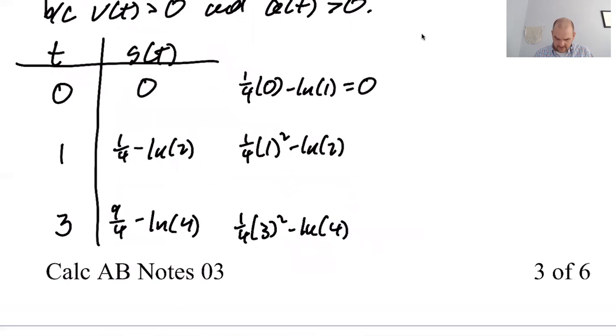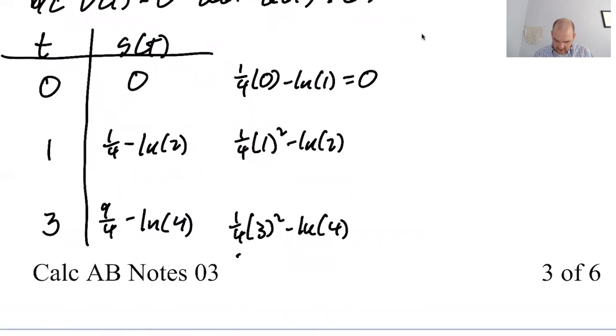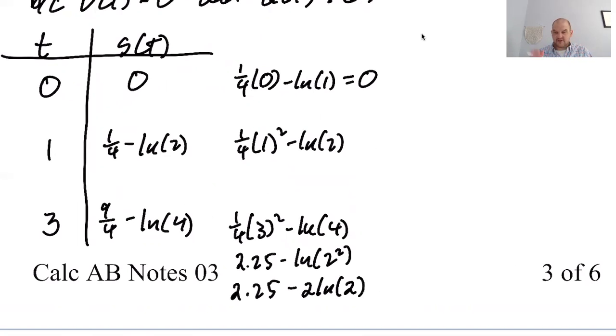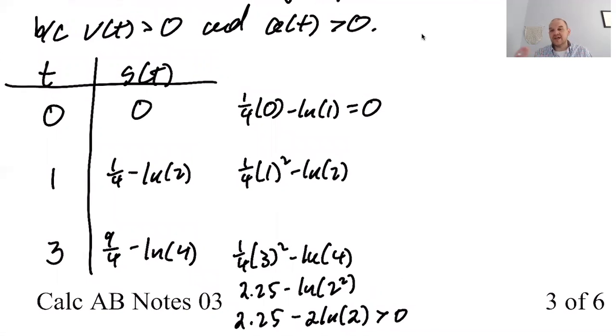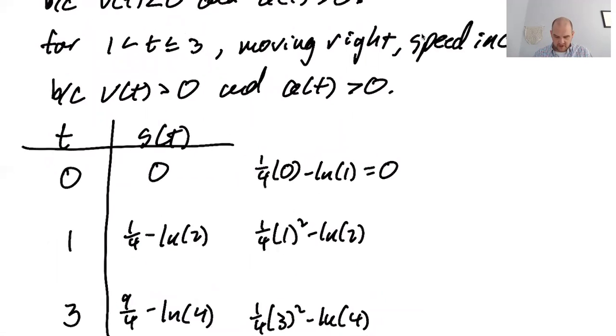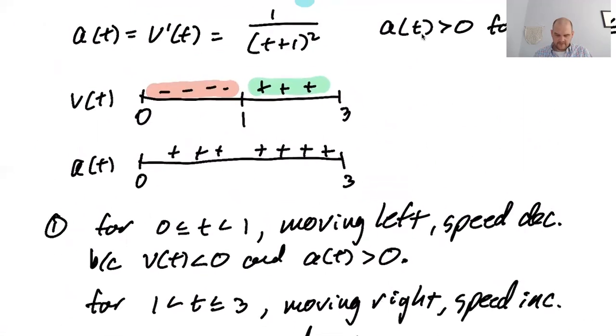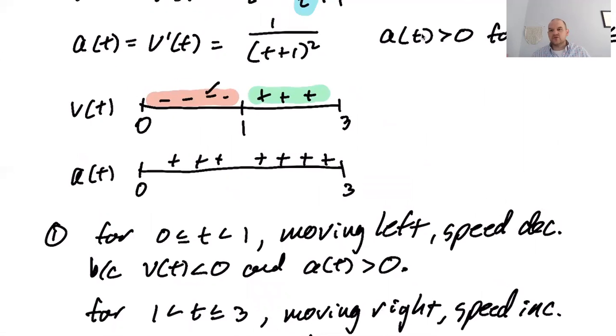So do I know? So this is basically 2.25 minus, so the natural log of 4 is the natural log of 2 squared, which is 2 times the natural log of 2. Natural log of 2 is like 0.69, so 2 of those is definitely smaller than 2.25, so that's positive. So this is greater than 0. And then 1/4 minus natural log of 2, we actually just know is less than 0 because we know that between 0 and 1, the thing is moving to the left. So it's got to be less.